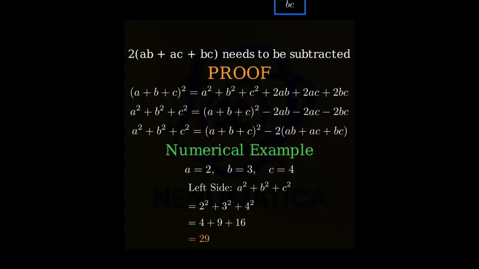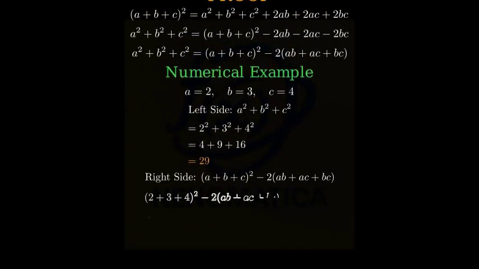For the right side, we first calculate the square of a plus b plus c. The square of 2 plus 3 plus 4, which is the square of 9, equals 81.